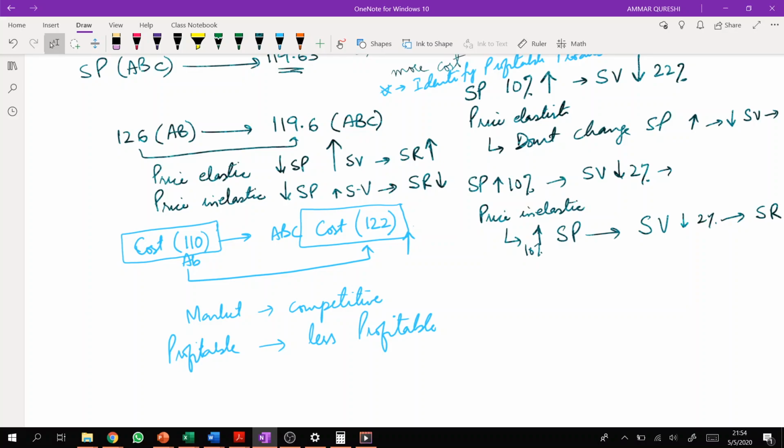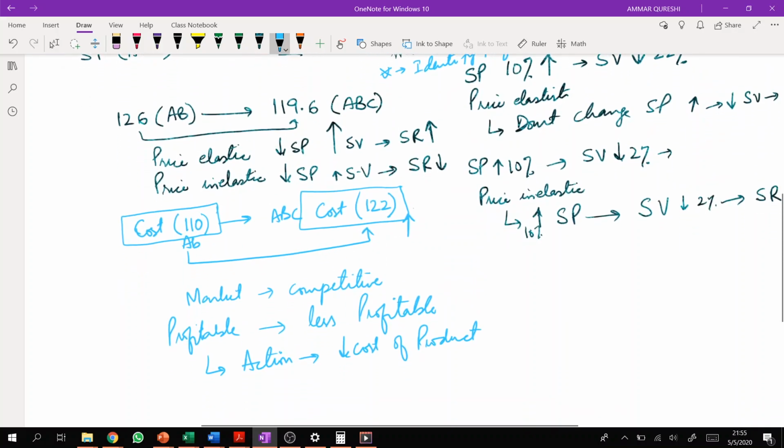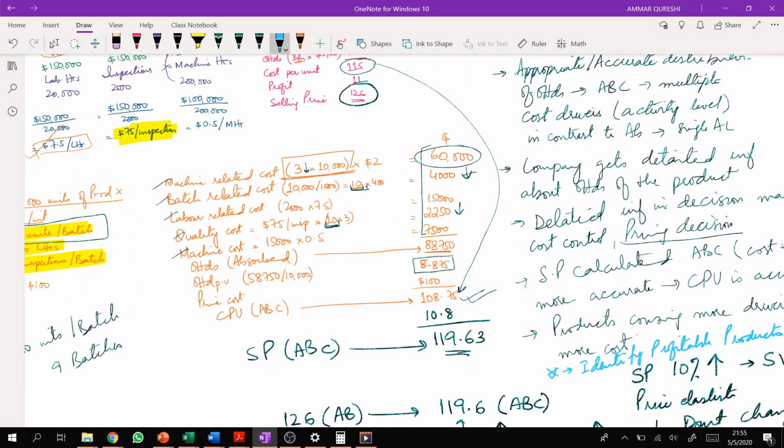So in this case, the action we take is that if the customer can bear the increase, then we can increase the price. Otherwise the better option is that we should try to reduce the cost of the product, because now we know that this product is more costly than we were thinking. So we should try to bring its cost down. And how can we do this? We can reduce the cost by using the information we got from activity-based costing.